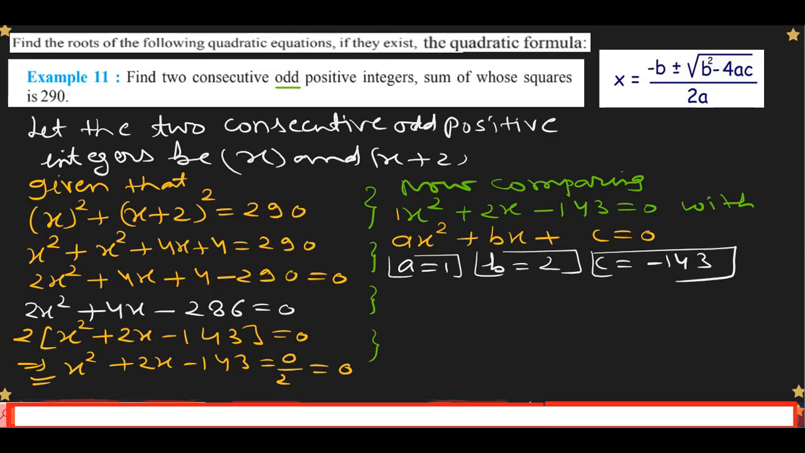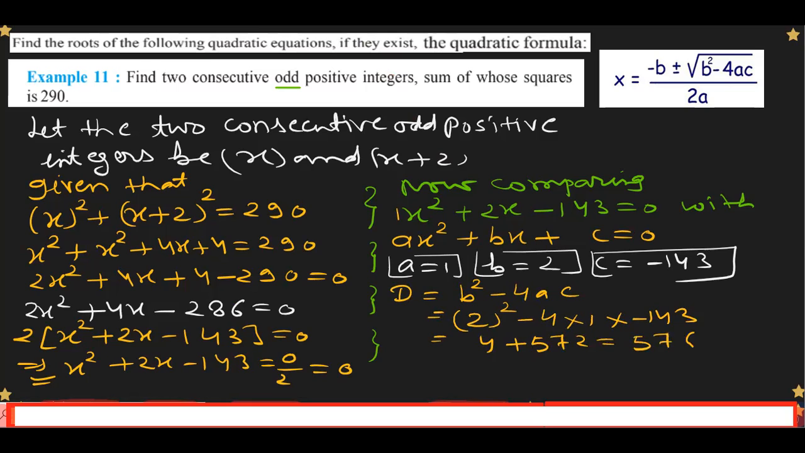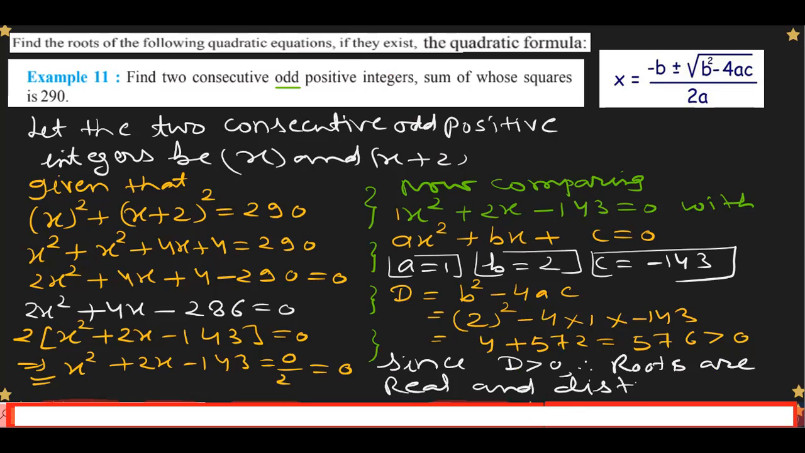Now we have to find out the discriminant, that is b square minus 4ac, so 2 whole square minus 4 into 1 into minus 143, that is 4 plus, minus minus plus, 572, and this is 576, which is greater than 0. So we can write, since discriminant is greater than 0, therefore what is the nature? Roots are real and distinct. Distinct means different.